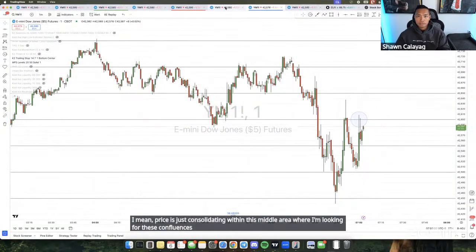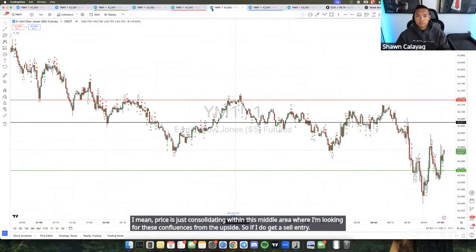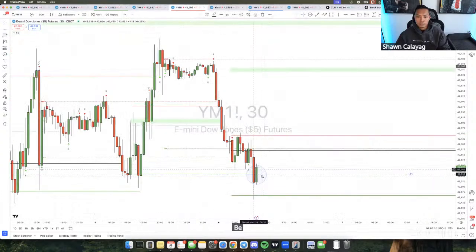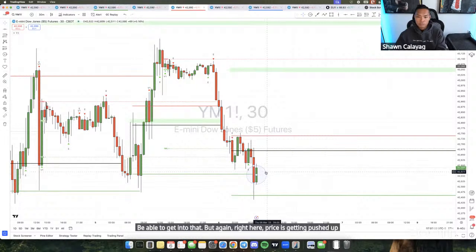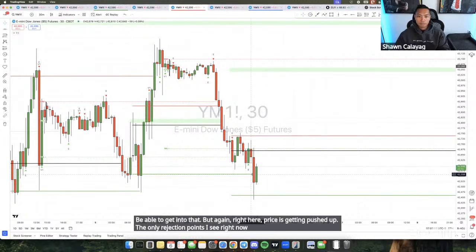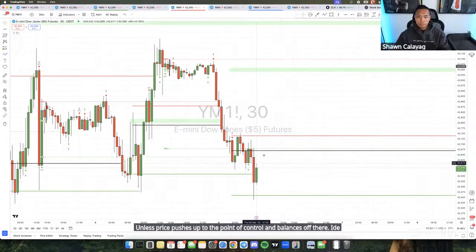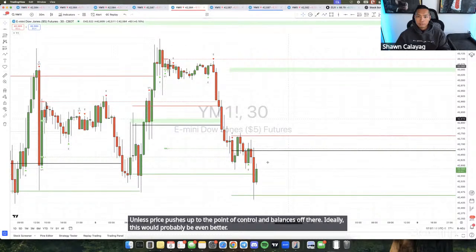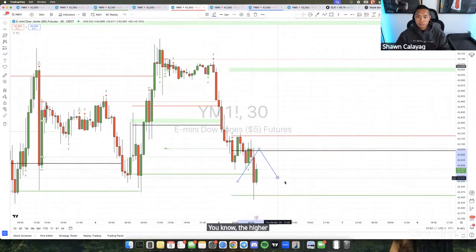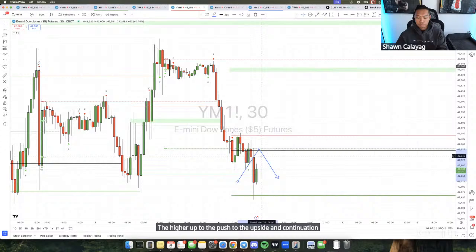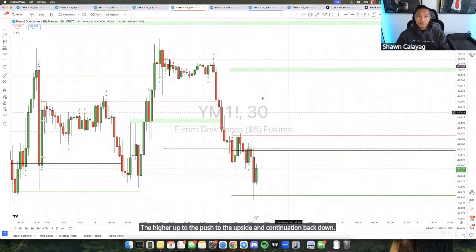So if I do get a sell entry, be able to get into that. But again, right here, price is getting pushed up. The only rejection points I see right now are going to be off this value low, unless price pushes up to the point of control and bounces off there. Ideally, this would probably be even better. The higher up the push to the upside and continuation back down, the better, so that we have space down here to take sells.